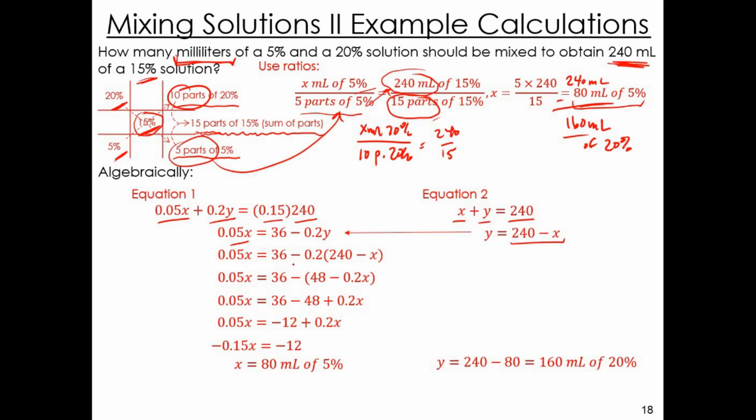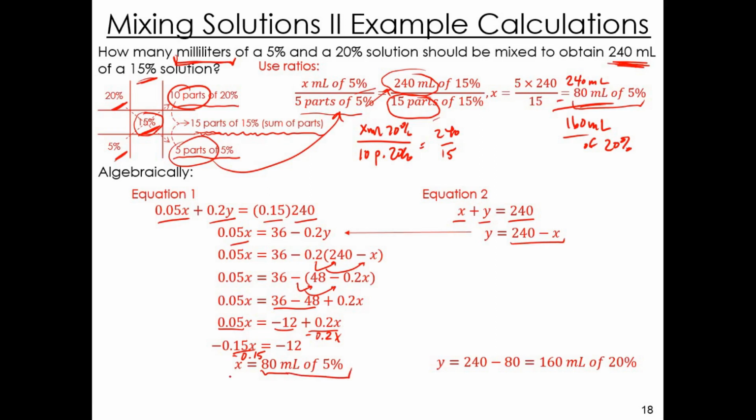So 0.05x equals 36, that's 0.15 times 240, minus 0.2 times the quantity of 240 minus x. And we distribute that and can distribute the negative sign as well. So we end up with 36 minus 48, that's negative 12, plus 0.2x equals 0.05x. Combine the x's by subtracting 0.2x from both sides, and now we have negative 0.15x equals negative 12. Divide both sides by negative 0.15, and we get 80.